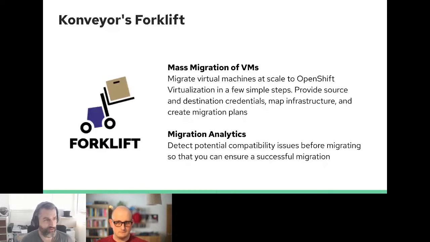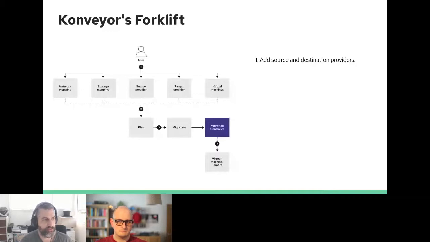So Konveyor's Forklift is actually, as you can see, a bunch of new custom resources. So we've got the network mapping, storage mapping, which are basically telling if my VM is connected to this network, the destination should be connected to that other network. So NIC by NIC, the conversion will be done.